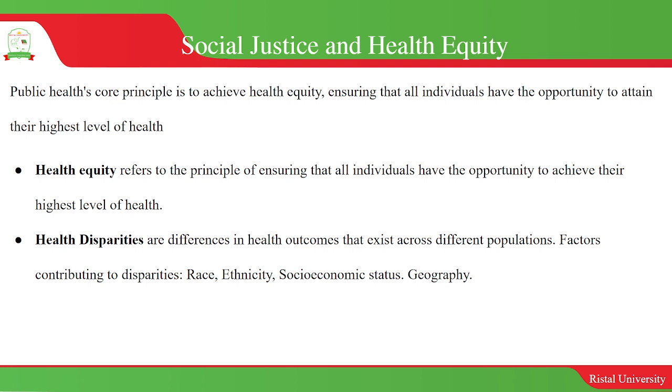So our emphasis in public health is to ensure that everyone has equal access to attain the highest level of health. And we achieve this by eliminating what we call health disparities. We eliminate the difference in health outcomes that happen across different populations. Okay, whether you're poor or rich, you should have similar health outcomes across the different populations or across the socioeconomic classes.